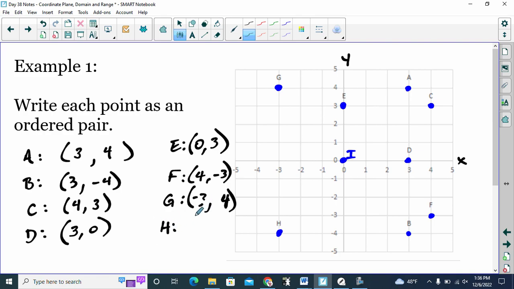H is the one I was looking at when I said negative. I go left 3 and down 4. -3, -4. Lots of 3s and 4s. I didn't put anywhere else.